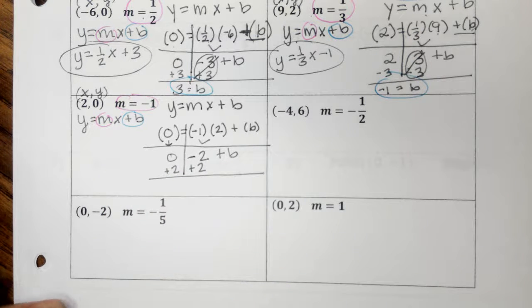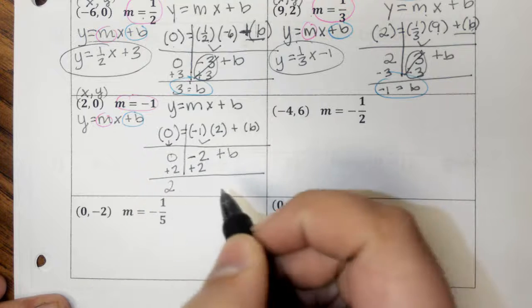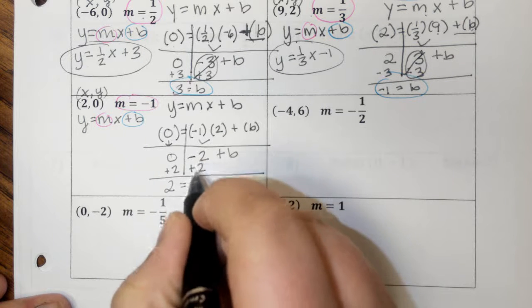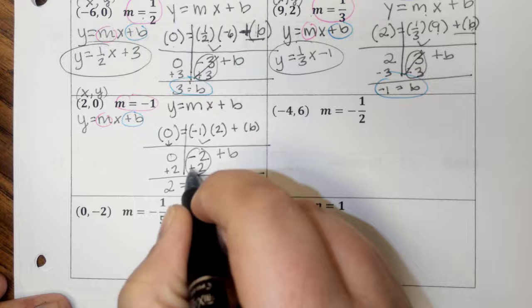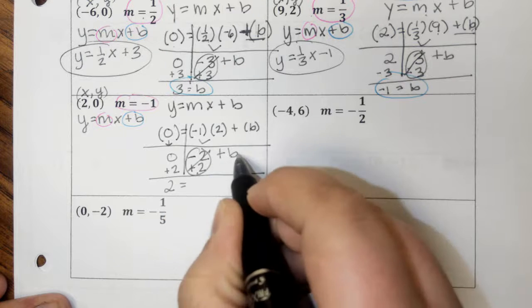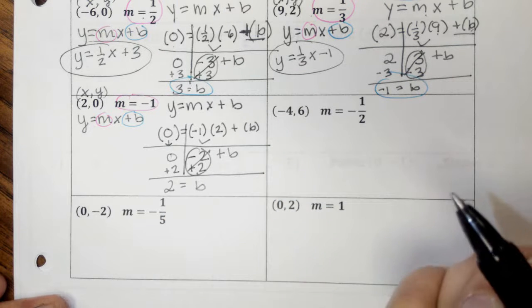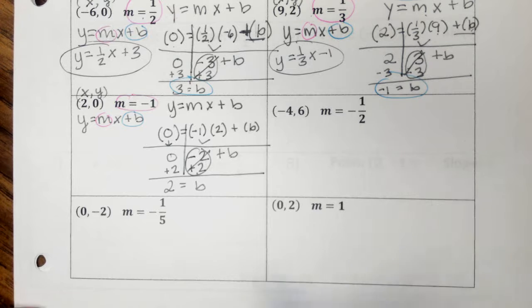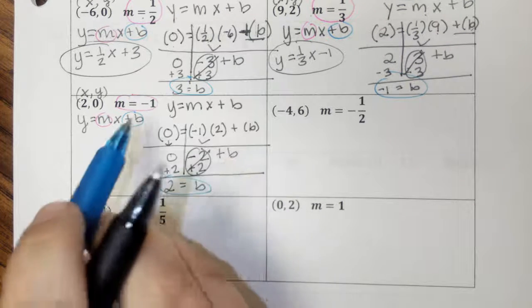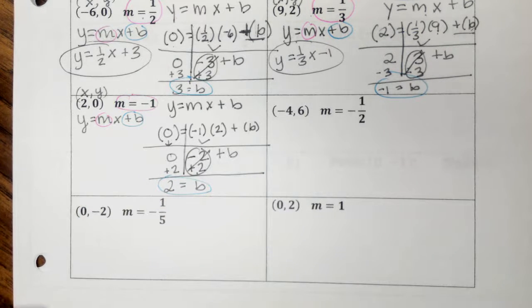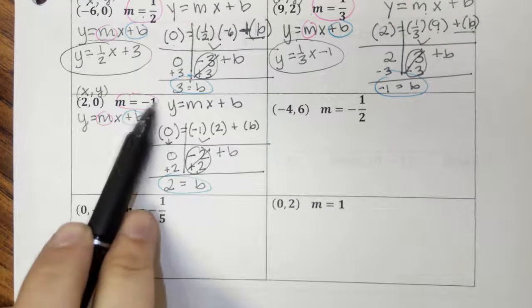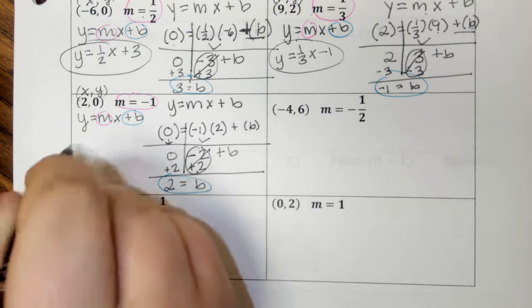On the left side, 0 plus 2 is 2. And on the right side, -2 plus 2 makes a 0 pair. And 0 plus b is b. Now I know a number for b. I know the value for the slope. So I can write the equation in slope-intercept form.